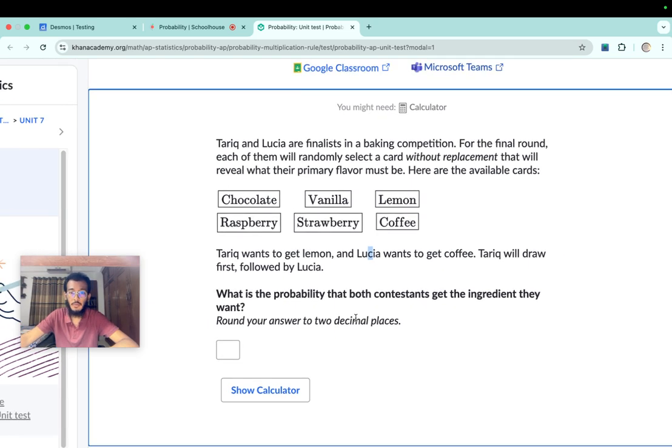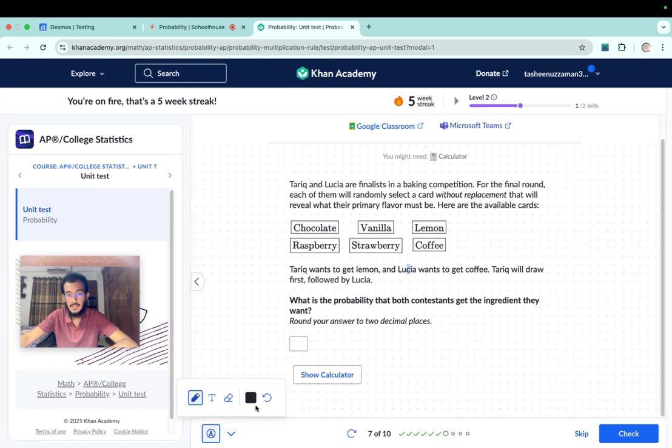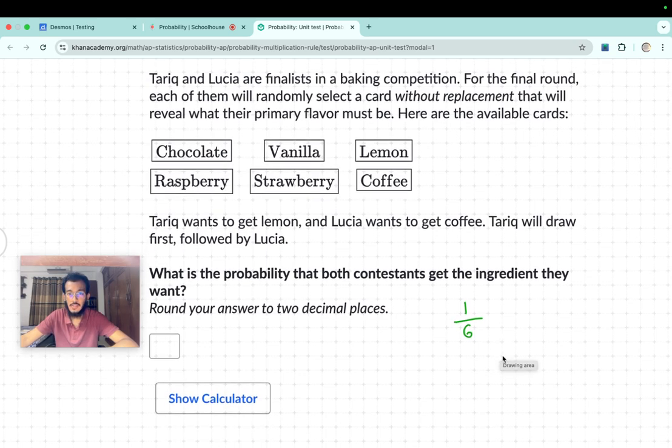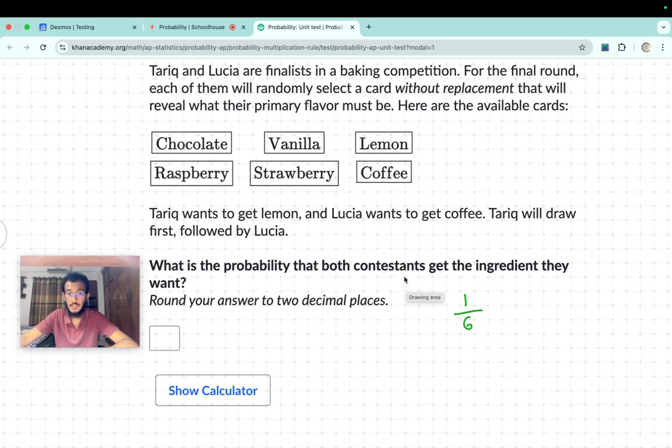Okay, so what is the probability that you have a coffee? Oh no, the lemon, because Tariq will draw first. Okay, so Tariq wants lemon. So we have 6 items in total. So the probability of a lemon is 1 upon 6. Tariq will draw first, followed by Lucia. What is the probability that both contestants get the ingredient they want? And we need the probability of coffee, which is also 1 upon 6.